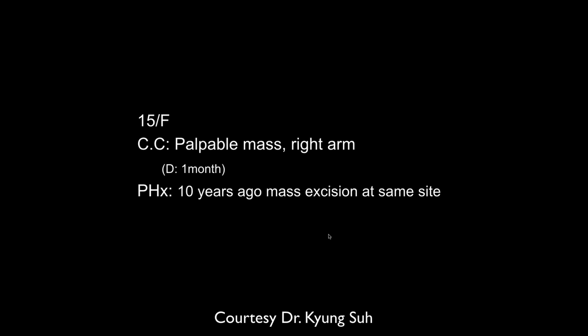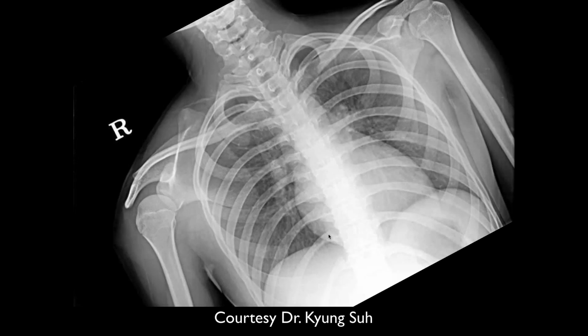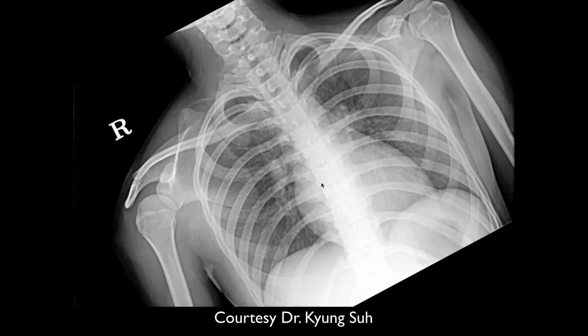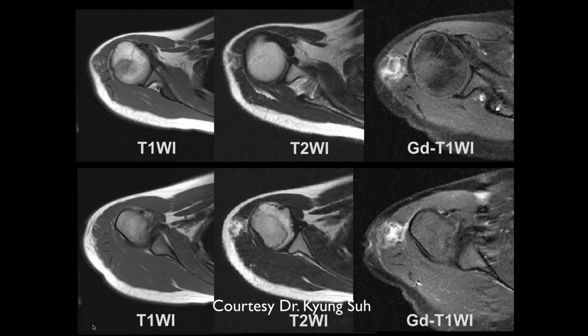Okay, Max. Yes, we got a 15-year-old female with a papular mass on the right arm, with a mass excision at the same site 10 years ago. So plain radiograph of the chest and right arm. There's some soft tissue prominence, but I'm not appreciating anything else. The right shoulder and right chest wall soft tissue is a little more prominent than the left side.